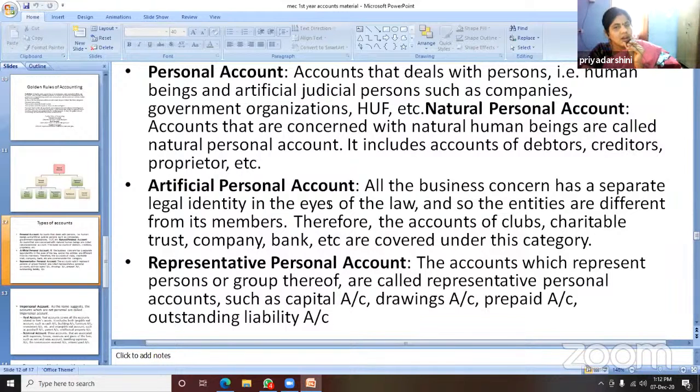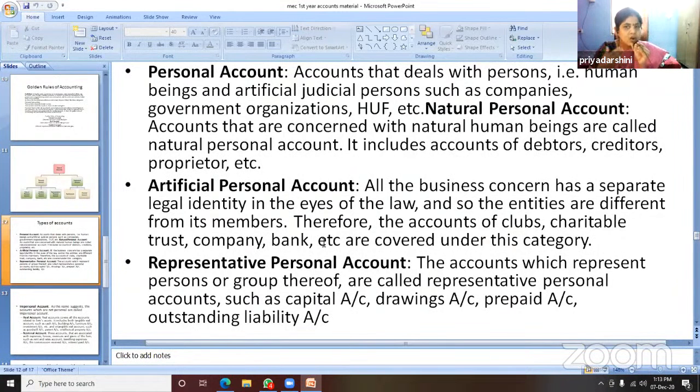Here, artificial person we have already discussed. Some institutions run in the name of a person. Though they run in the name of a person, they have a separate legal entity under the eyes of law, meaning it is recognized as a person. So they can conduct business on the name of that person and become the artificial person. Whatever transaction takes place, we record on that artificial person's account, and all transactions are debited and credited into that account.